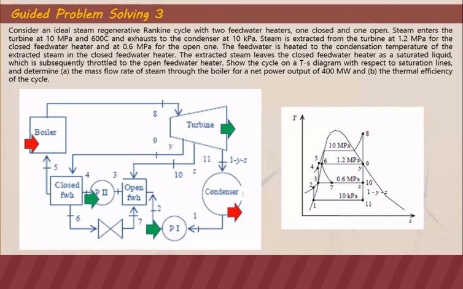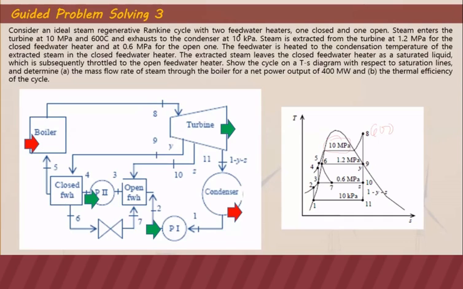Guided problem solving number 3. Consider an ideal steam regenerative Rankine cycle with two feed water heaters, one closed and one open. Steam enters the turbine at 10 megapascal and 600 degrees Celsius. That's why we have here, at 0.8, it enters the turbine at 10 megapascal and 600 degrees Celsius.